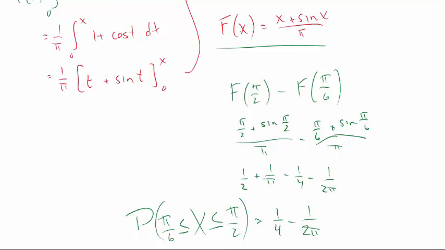You've got to remember this capital F of x is just the antiderivative. It's the general antiderivative for our little f of x. And that is what we're using to solve this problem.